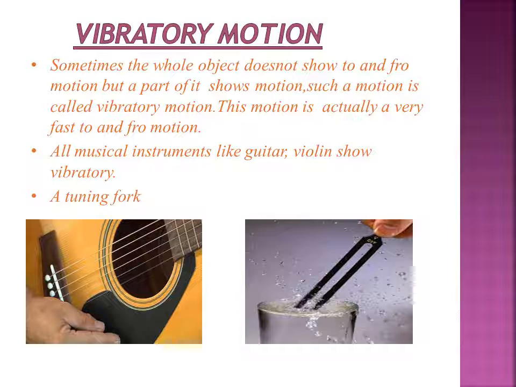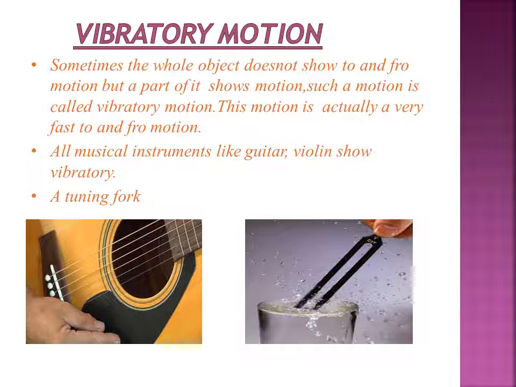It is oscillatory motion, but in oscillatory motion, the to and fro motion is slow. But if it is fast, then that type of motion is said to be vibratory motion. Let's talk about it. Sometimes the whole object doesn't show to and fro motion, but a part of it shows motion. Such a motion is called vibratory motion. That means the whole object is not in motion, but a certain part is in motion. And this motion is actually a very fast to and fro motion. As I said, it is a type of oscillatory motion only.